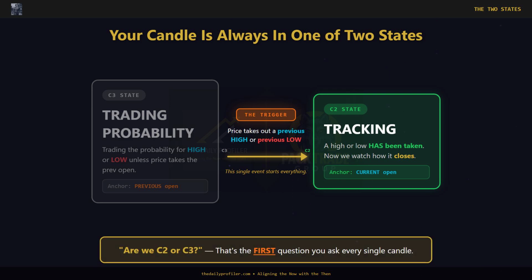Question 2. What's your anchor now? In C2 state, the current candle's open becomes your line in the sand. Question 3. How is this candle going to close relative to that open? Because that close, that's what sets the probability for the next candle. 2 states. C3 trading probability. C2 tracking the close. 1 trigger, a high or low gets taken. 1 rule, the close determines the shift.